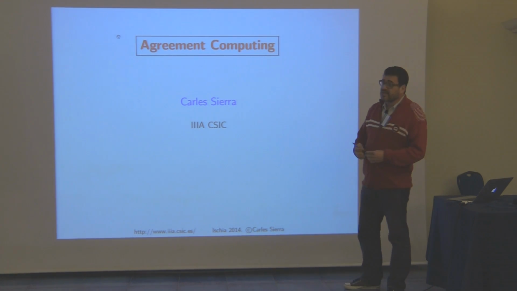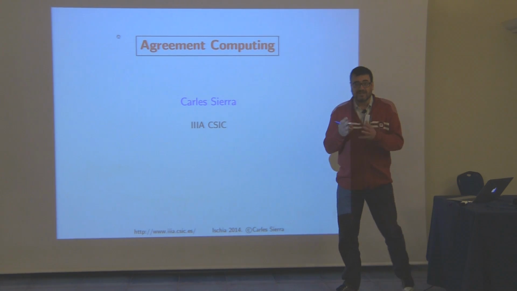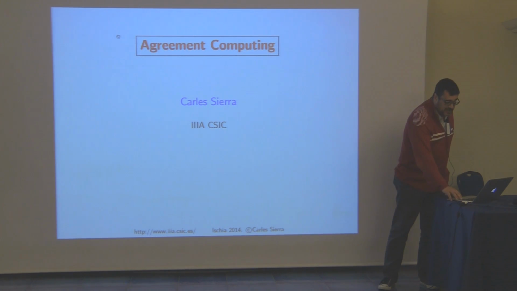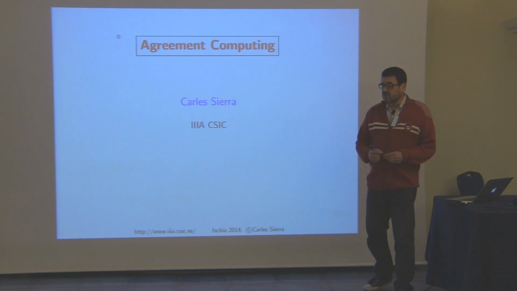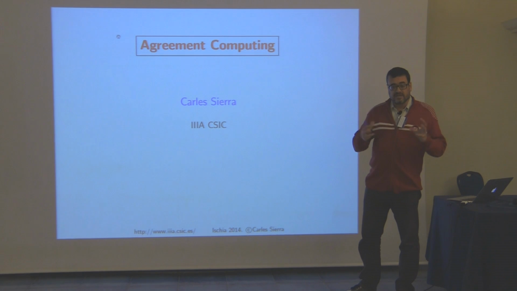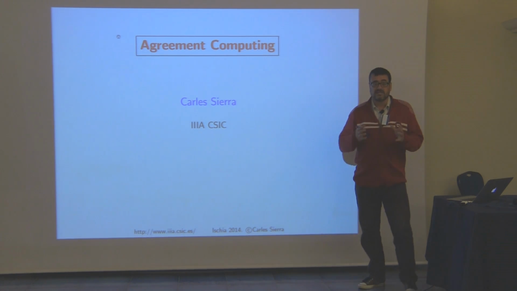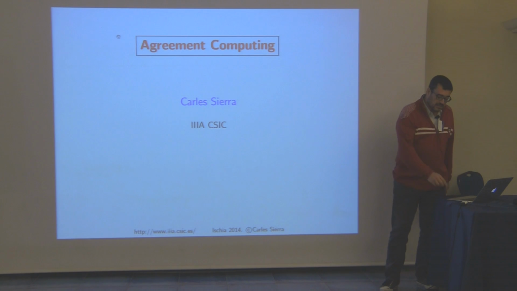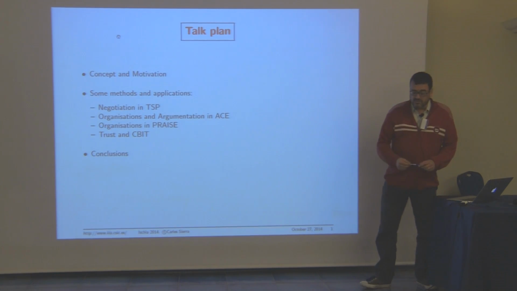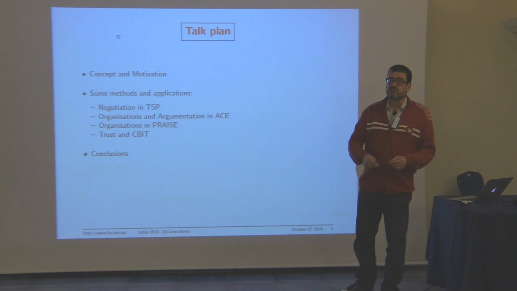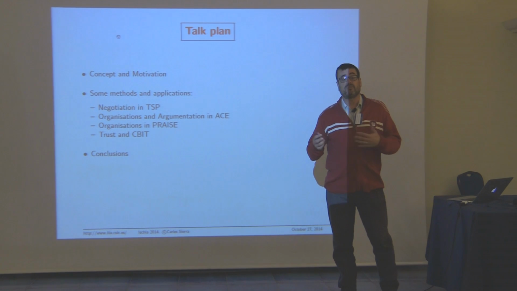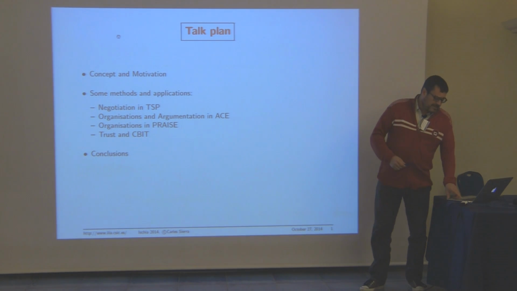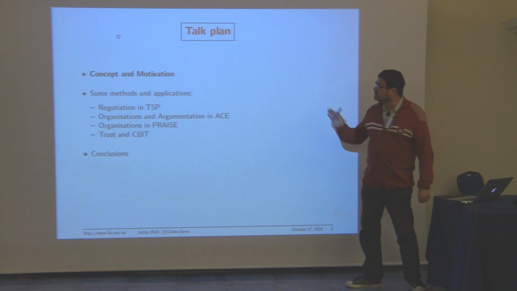So I don't know whether I fit in this school, but I will try and tell you a few things about a concept that little by little I think is making its place in artificial intelligence, which is the notion of agreement. And what are the techniques that we need to use in order to reach these agreements and in order to check whether we honor or we don't honor these agreements. So I will basically give you the concept of motivation.